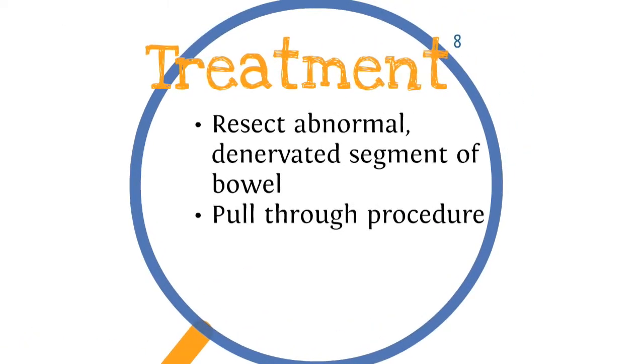Treatment of the disease can involve a resection of the abnormal denervated segment of the bowel. The usual treatment, however, is what's called a pull-through surgery, where the portion of the colon that does have nerve cells is pulled through and sewn over the part that lacks nerve cells.